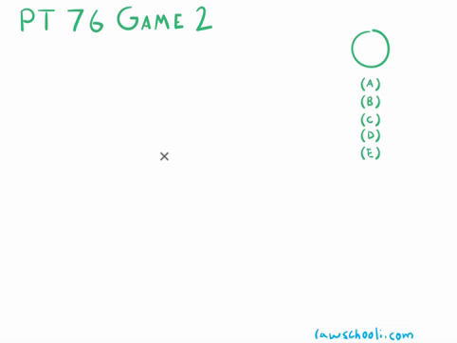Hi guys, welcome to the explanation for PT76 Game 2. Not too tricky. There's just one really funky rule that you need to get a good handle on, then I think the game is really fast. Okay, so what are we doing here?